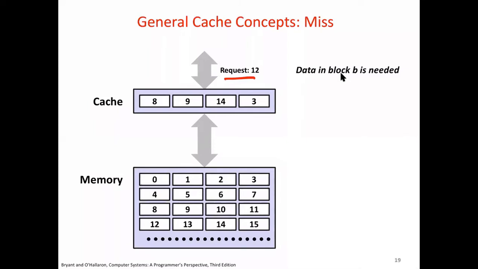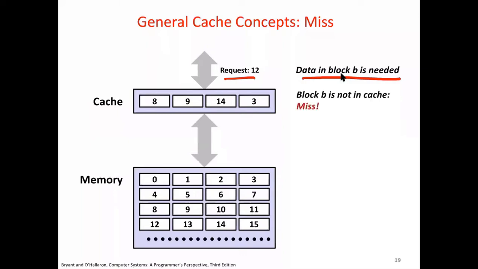Okay, so data in block B is required. Say block B contains data 12. The cache will check if the data corresponding to that address is available. Remember that we are using only byte addressable memory, so when that byte address comes, the cache will check whether that byte is available or not. It must be in one of the blocks, and it finds that that block is not available.